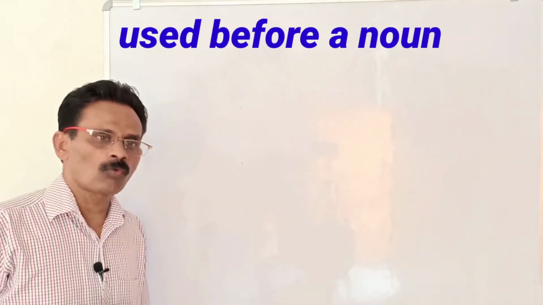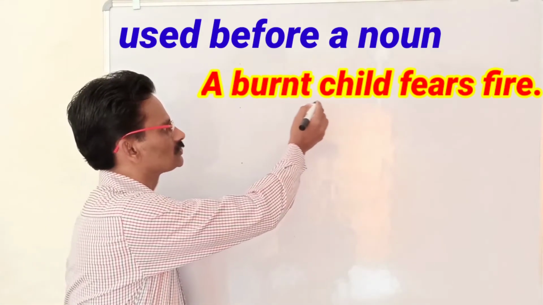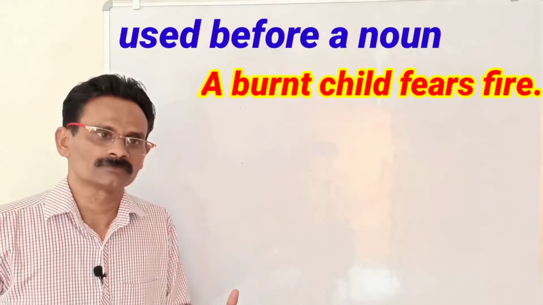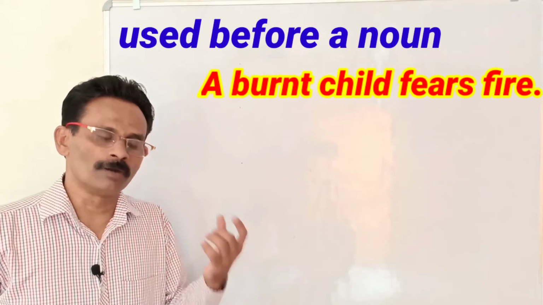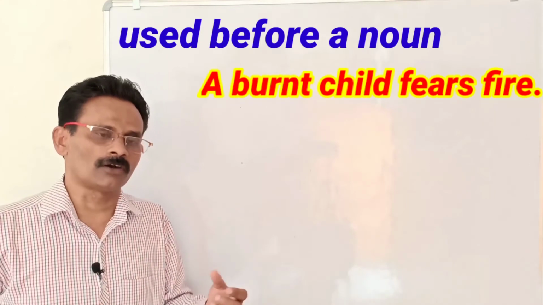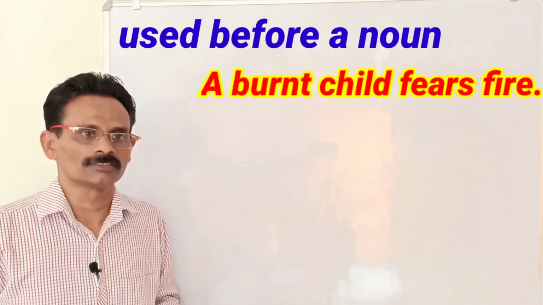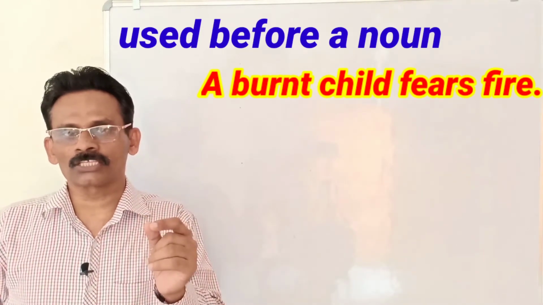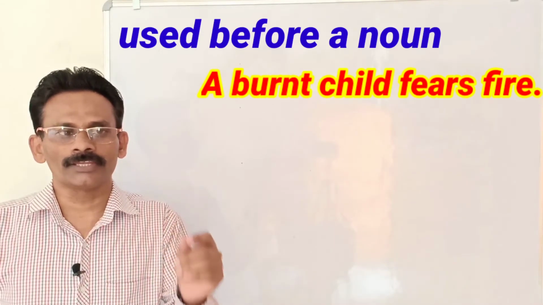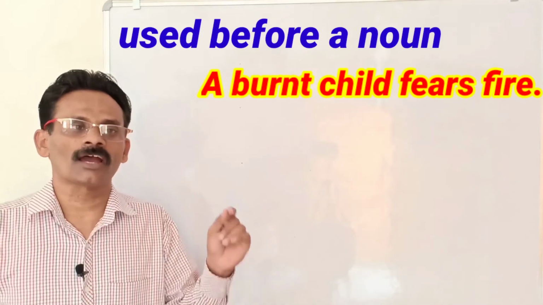Let's examine one more sentence. The burned child fears fire. Again, the burned child. Burned is the past participle. It is used before the noun, and burned modifies the child. Thus, we find a past participle can be used before a noun, and it is used to modify the noun. It is used as an adjective here.